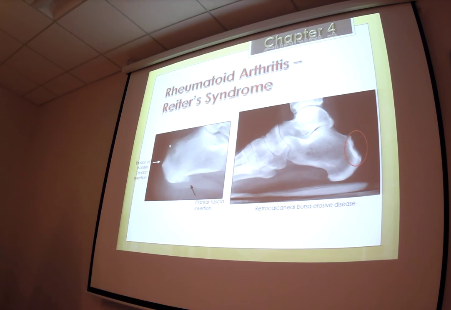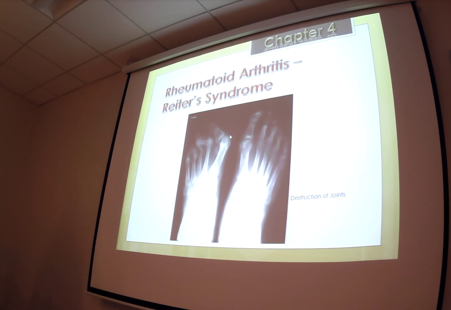So here you see erosion of the Achilles tendon insertion point, and also the plantar fascia insertion. Here is that retrocalcaneal bursa erosive disease due to Reiter syndrome. So you can see how it's kind of eaten away at the calcaneus. So again, destruction of the joints in the foot. See how that's subluxed. These are all shifted over.